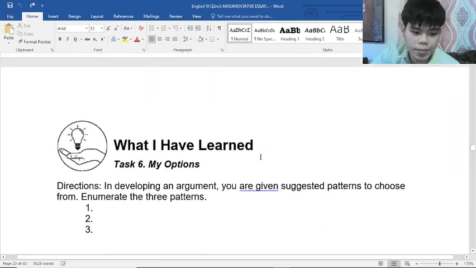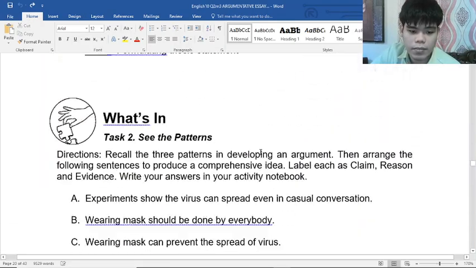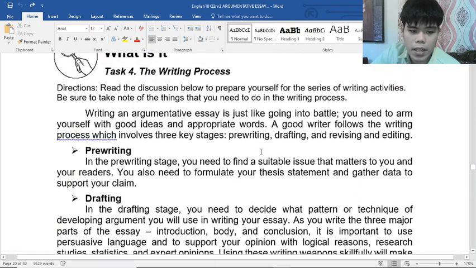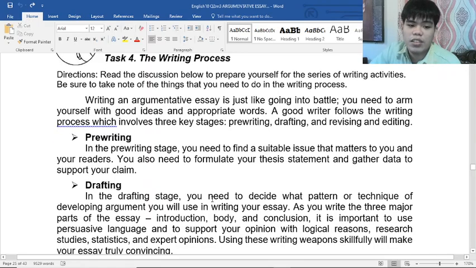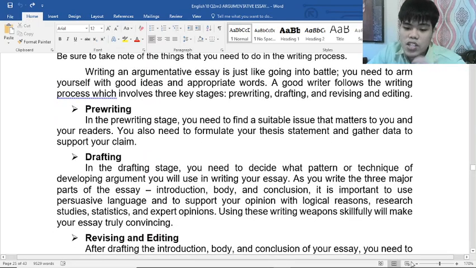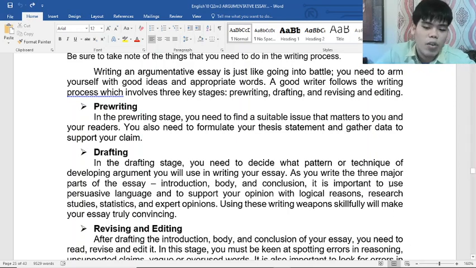So, moving on. Now we have the writing process. Of course, you can't just instantly, boom, be done with an argumentative essay. There are different steps in creating an argumentative essay, not just gathering information, stating your claim, and reasoning out.